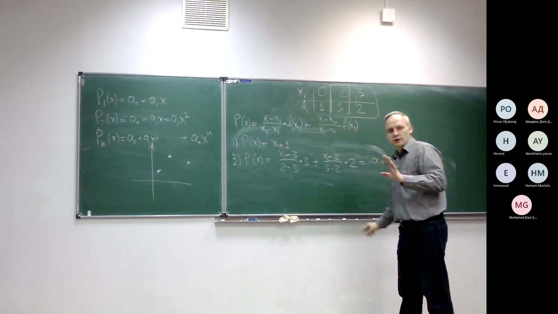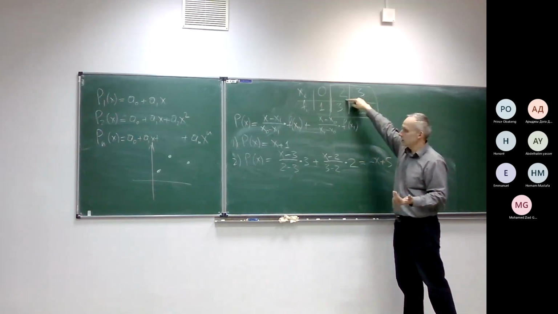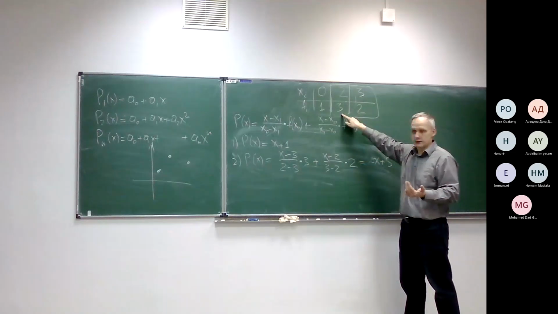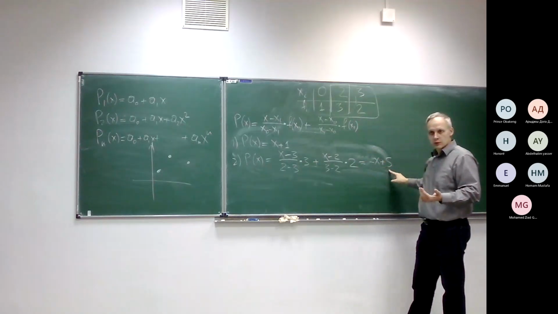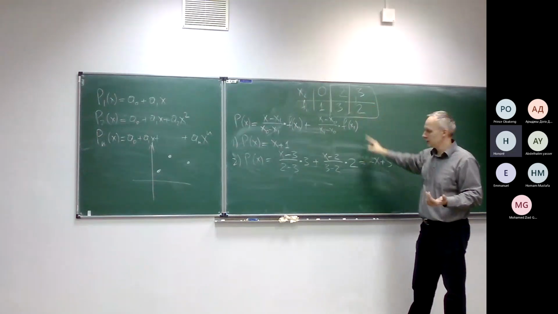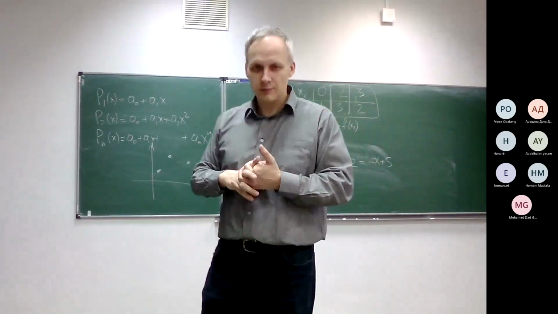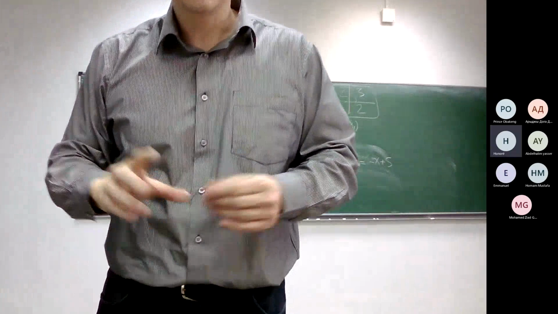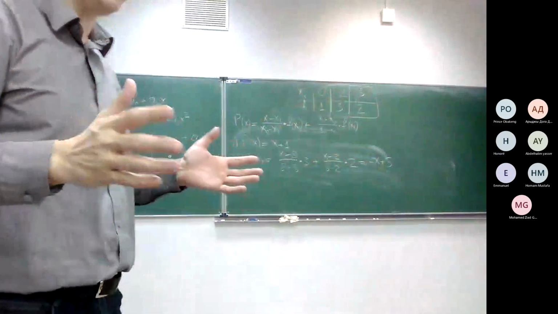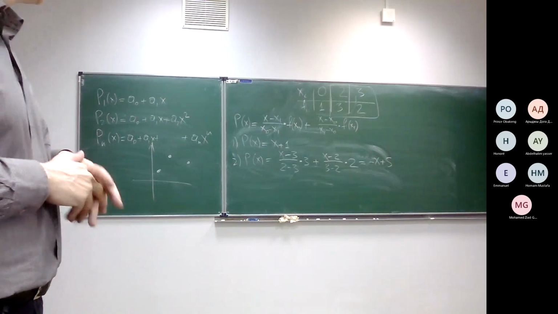I don't know if it is correct or not, but it's very simple to check. If we substitute 2, the answer should be 3. Yes, 3. If we substitute 3, the answer should be 2. Minus x plus 5, yes. It's a correct solution.